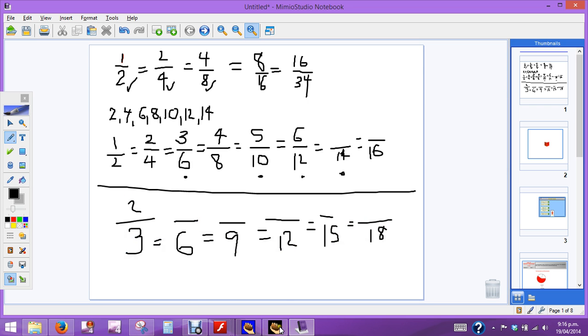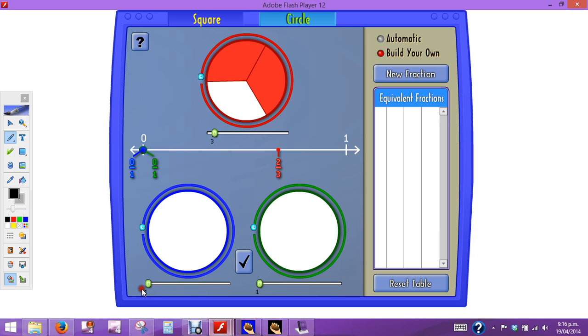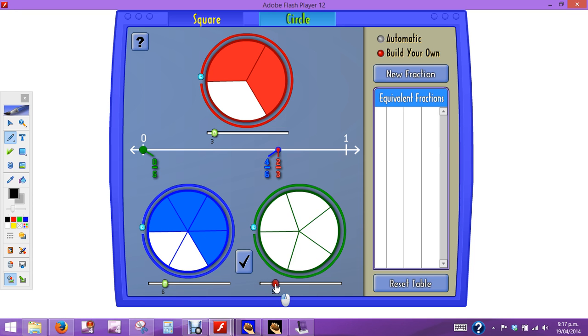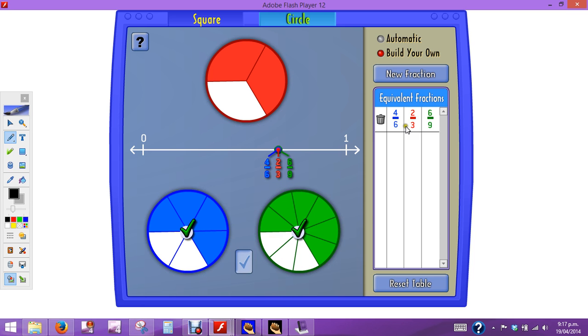Okay, 2 thirds is how many sixths? Let's go and chop it up. Four sixths is exactly the same size, and my next one was 9. 3, 6, 9. And I need the same fraction shaded in, 6 out of 9. Put them on the chart. 4/6, 2 thirds, 6 ninths.